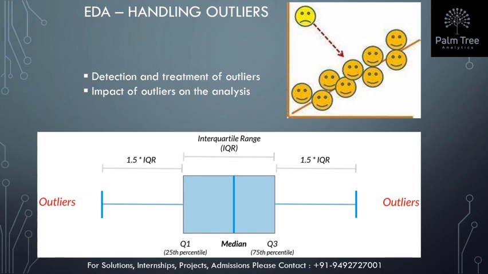Handling outliers ensures that our analysis and models are built on a solid foundation, free from the interference of extreme data points. In this case, we can identify the outliers using the box plot or any other method, so we can figure out which is falling under the outlier range and which is not.